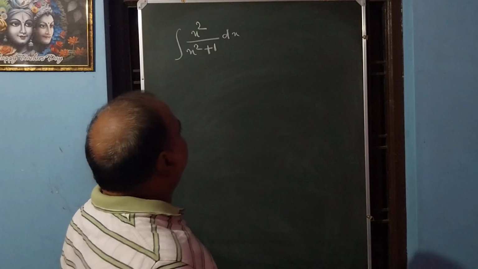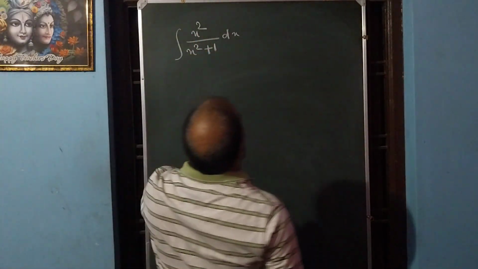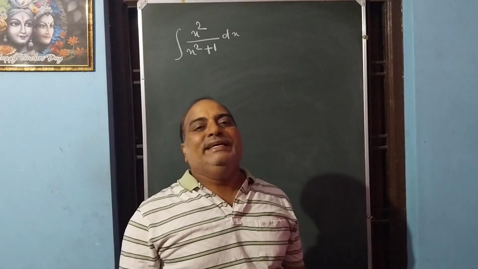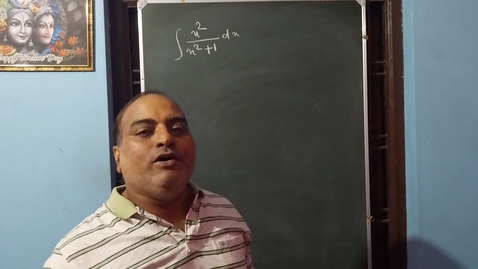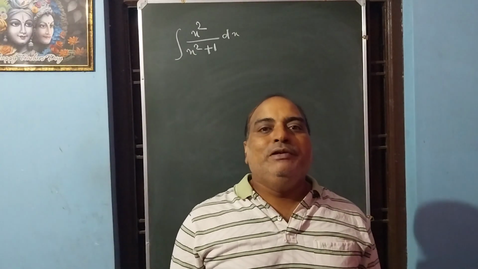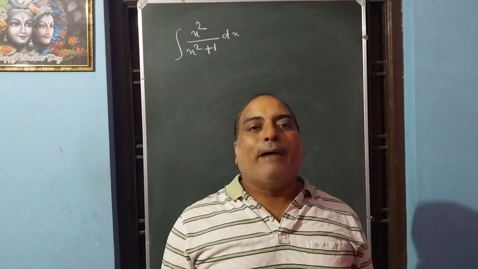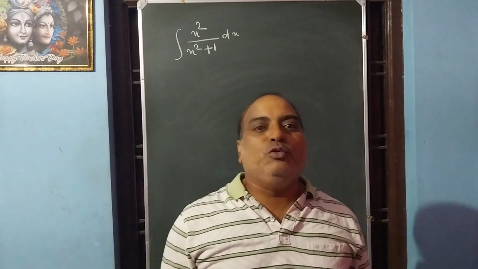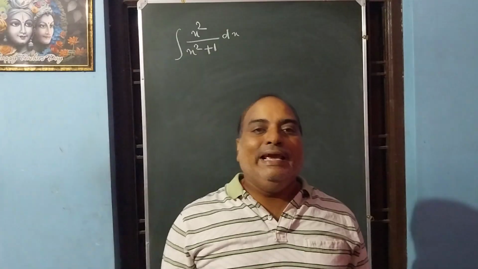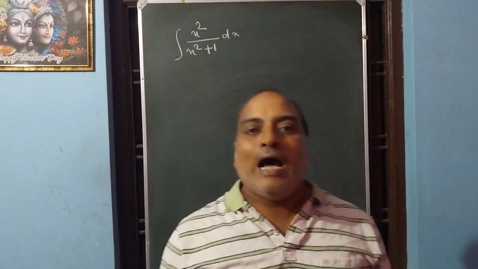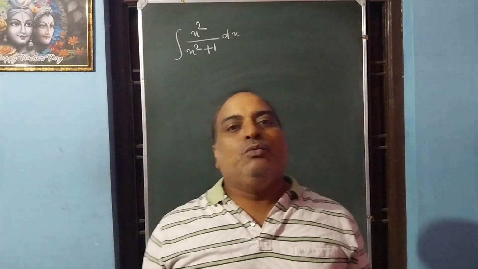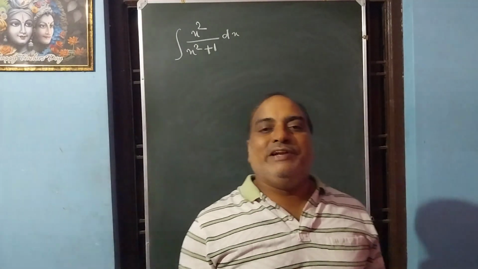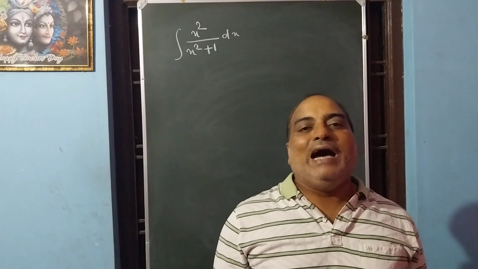How? Here it is in the form of p(x) by q(x). When the degree of the numerator is greater than or equal to the degree of the denominator, at that time we have to divide the numerator by the denominator till the degree of the remainder is less than the denominator, and then use the division algorithm: a is equal to bq plus r, where 0 is less than or equal to r less than b, where a is the dividend, b is the divisor, q is the quotient, r is the remainder.